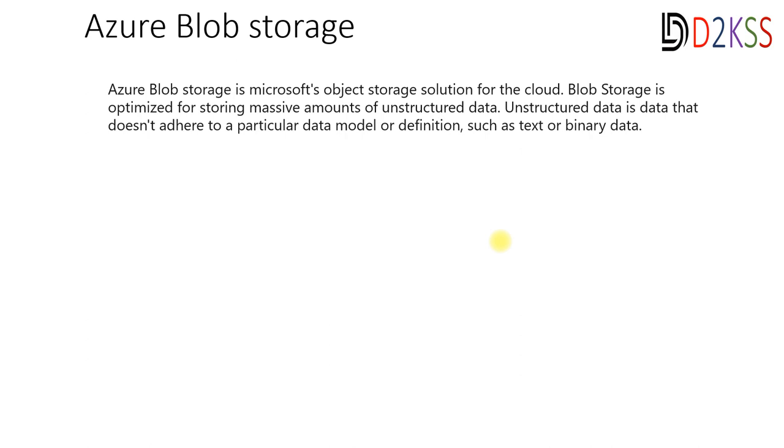So, what is structured data? What is unstructured data? Structured data is data that contains particular data models, relations, and definitions. For example, take a SQL table, which is structured data. It has fixed definitions and relations between the columns. But unstructured data is data that does not adhere to a particular data model or definition, such as text, files, binary, or images, etc.